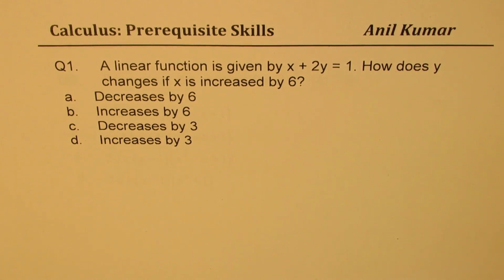Let me first share with you all the 10 questions and then one by one we'll take their solutions. Question number 1. A linear function is given by x plus 2y equals 1. How does y change if x is increased by 6? All are multiple choice questions. You will be given 4 choices. You can select the best one.